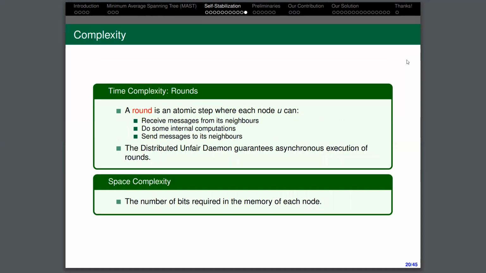So next, we look at the performance metrics. For time, we use the notion of rounds, where each round comprises a lockstep execution of 3 actions. A node can receive messages from its neighbors, perform some internal computations, and then send messages back to the neighbors. And the space required is the number of bits needed at each node.